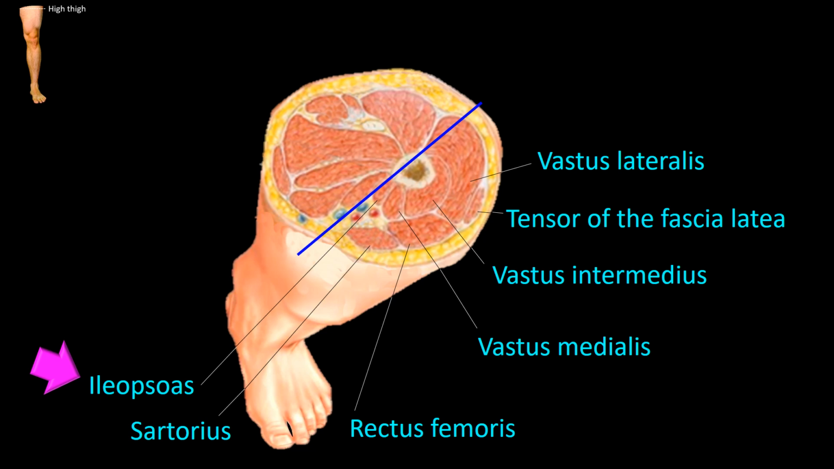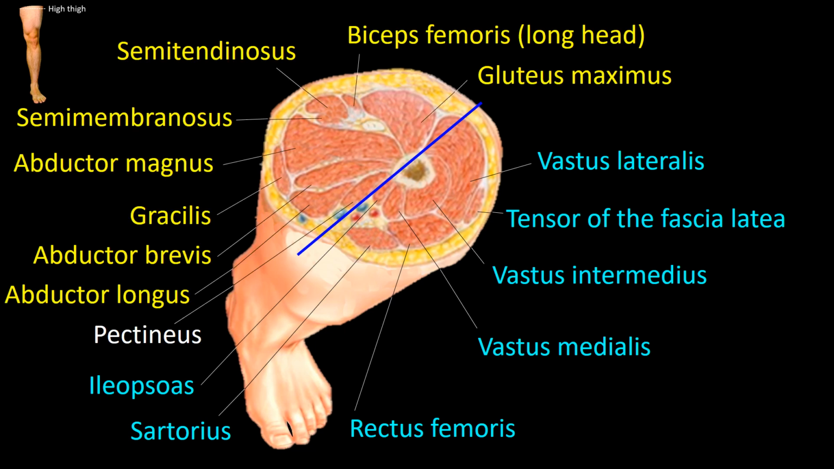The iliopsoas is also innervated from similar posterior division fibers as the femoral nerve just prior to the formation of the femoral nerve. The tensor of the fascia latae is innervated by the superior gluteal nerve. As you can recall, this nerve is formed by fibers from the posterior division of the lumbosacral plexus.